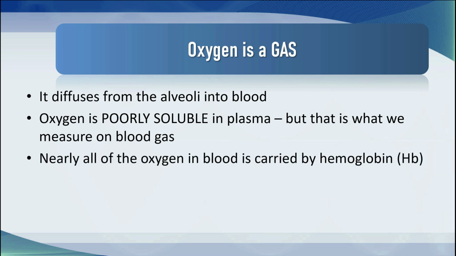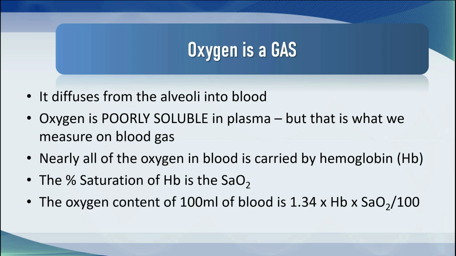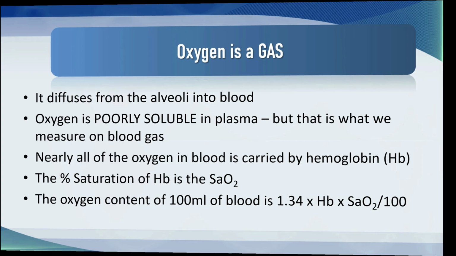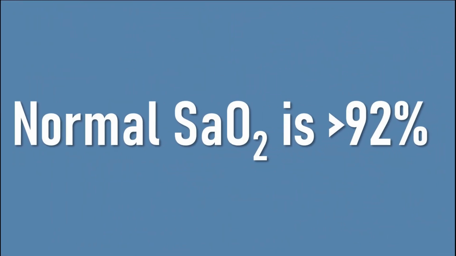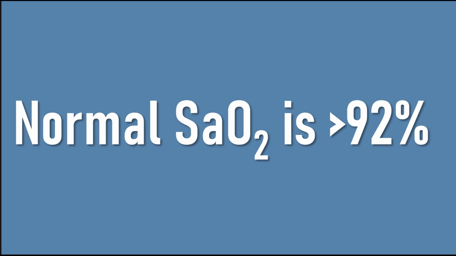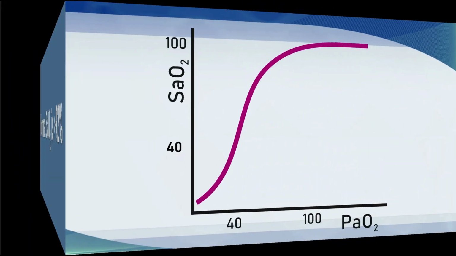Consequently, our ancestors evolved a transport protein that picks up oxygen in the lungs and releases it to the tissues, and this is known as hemoglobin. The percentage of hemoglobin that is saturated with oxygen is proportional to the partial pressure of oxygen in the blood. The oxygen content of 100 ml of blood is 1.34 times the hemoglobin times the saturation divided by 100. The normal oxyhemoglobin saturation is greater than 92%, and we target oxygen therapy to keep the saturation above that level.